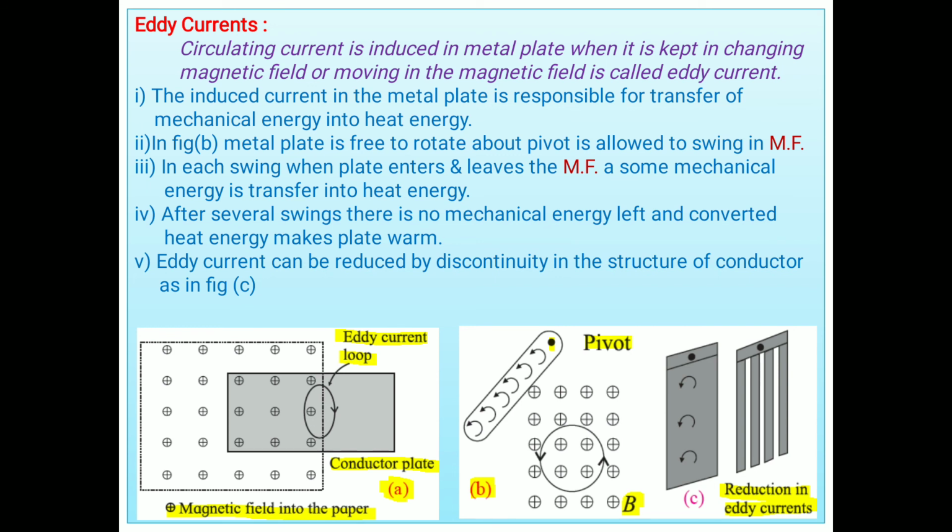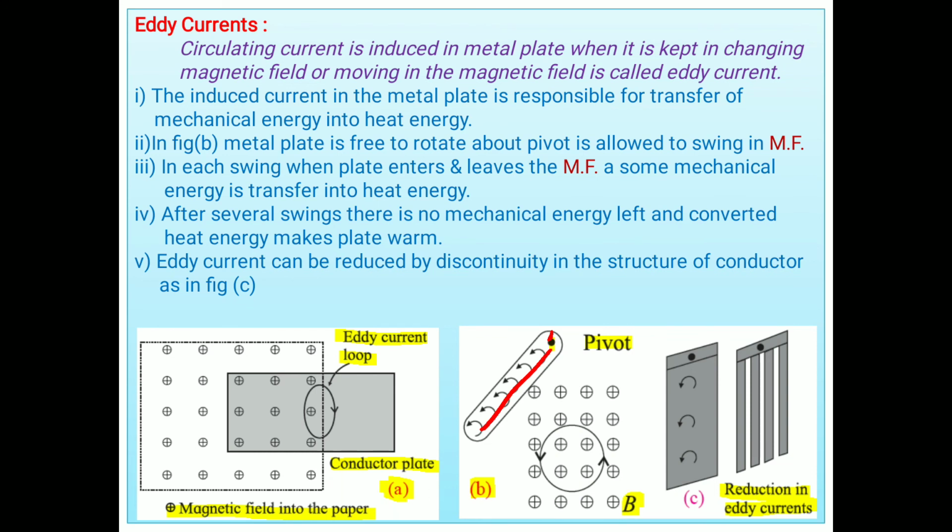Then in figure B, look at this figure. Here the metal plate is free to rotate about a pivot and is allowed to swing in the magnetic field. In each swing, when the metal plate enters and leaves the magnetic field, some mechanical energy is transferred into heat energy.